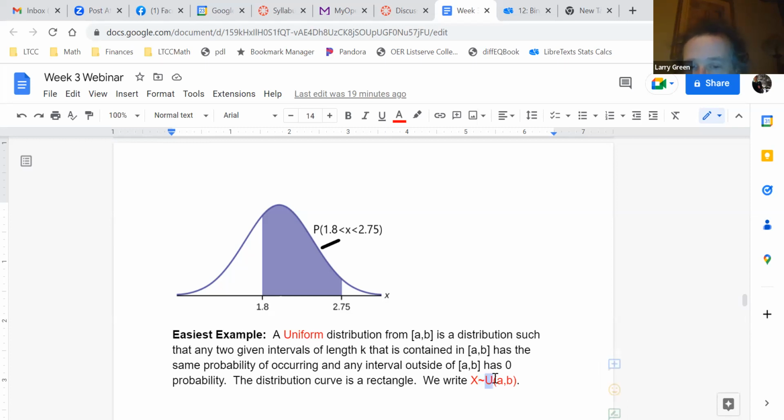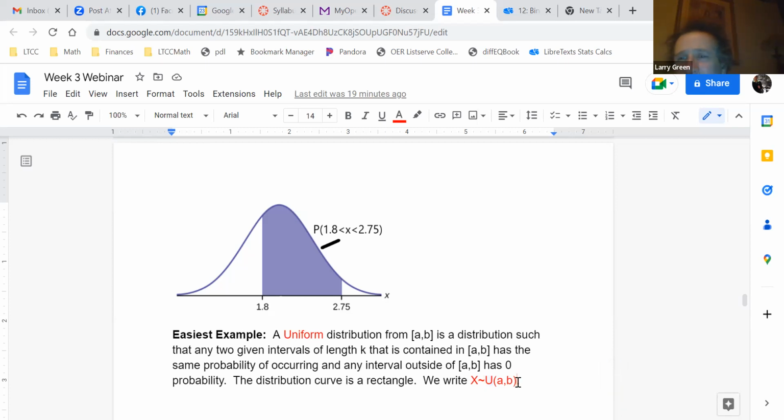Then you have U. What does U stand for? That should be easy given this paragraph. Hint, this is in red. Uniform. So what we say is X has a uniform distribution with minimum A and maximum B. That's what this means. Any questions on reading this?